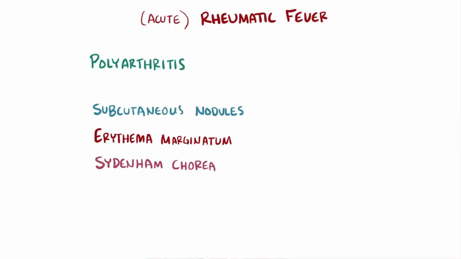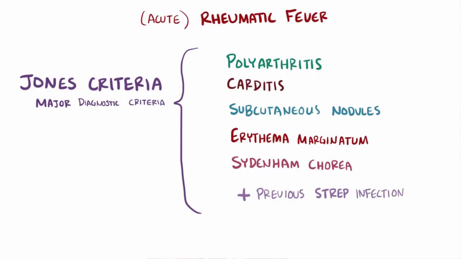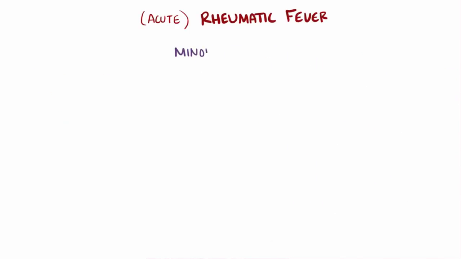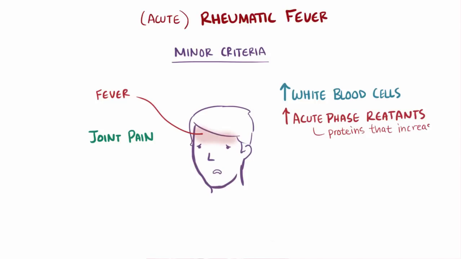These 5 signs constitute the major diagnostic criteria for rheumatic fever, which are known as the Jones criteria. The Jones criteria also includes having a blood test that shows evidence of previous streptococcal infection, since these symptoms usually don't show up for 2 to 3 weeks after streptococcal infection. Finally, there are also some minor criteria that can help make a diagnosis. Things like fever, joint pain, having more white blood cells in the blood than usual, elevated acute phase reactants, which are proteins that increase in the blood in response to inflammation.